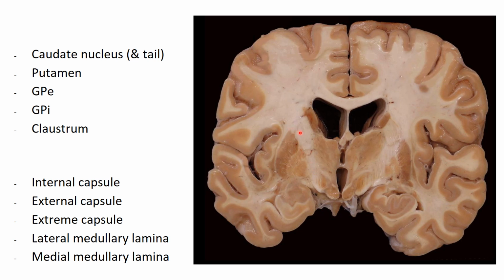And then separating, so if our internal capsule's here, our external capsule is going to come right between the putamen and the claustrum. And then we have another little white matter tract that's coming even further lateral from the claustrum called the extreme capsule because it's on the extreme edge of the brain. And here's your insula. And then in between the putamen and globus pallidus and the globus pallidus externa and interna, we have our lamina. So we have our lateral medullary lamina and our medial medullary lamina separating there and there.